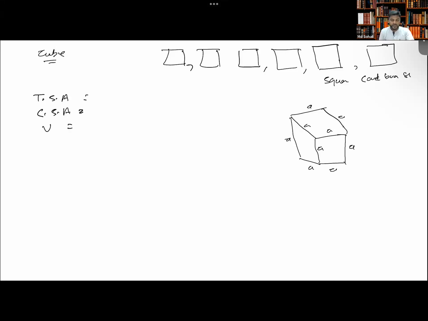So the area of one side is A square, and since there are 6 faces in this one, it's going to be 6A square, and the curved surface area is going to be 4 into A square. Now talking about the volume, how do you find the volume of a cube? A cube, simply A cubed. That is also quite simple.